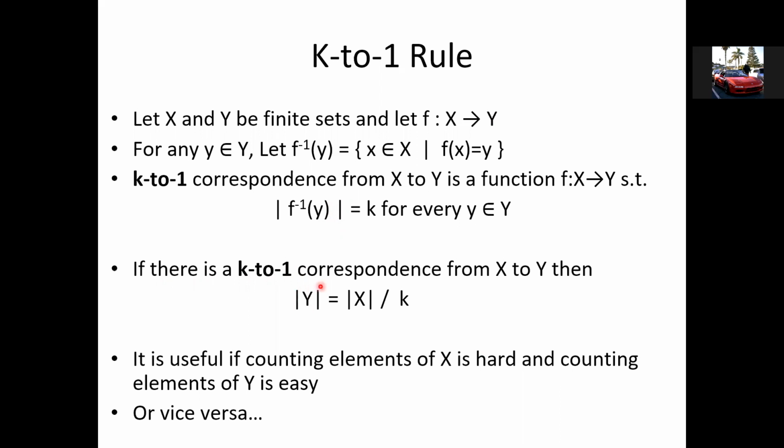The set of values must be exactly the size of the domain divided by k, right? So that would be shoes divided by 2. And you can set it up either way, right? Because it could be that perhaps it's the codomain you want to count, and this helped you count the cardinality.